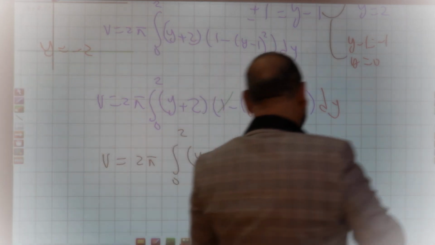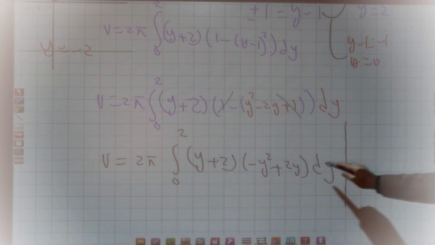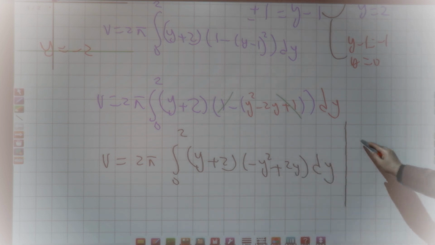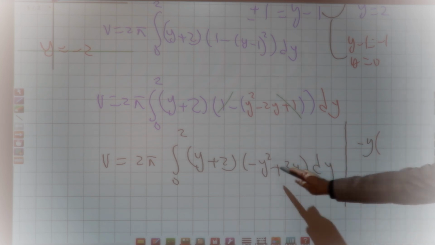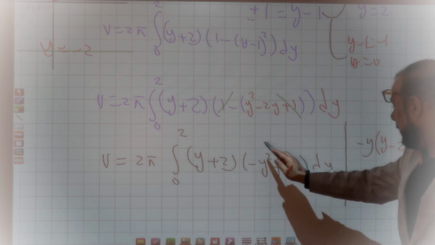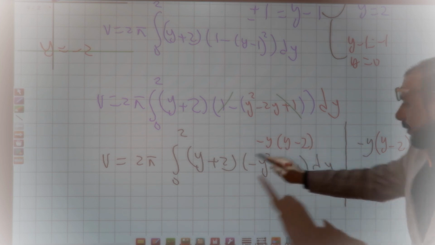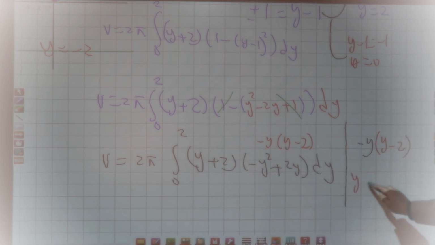Let me give you a trick. If you take negative y here from this guy, you see what you're going to have in the middle? A quick trick: y minus 2. This guy here becomes negative y, and y minus 2, so we have y minus 2 and y plus 2. Y minus 2 times y plus 2 equals y squared minus 4, right?